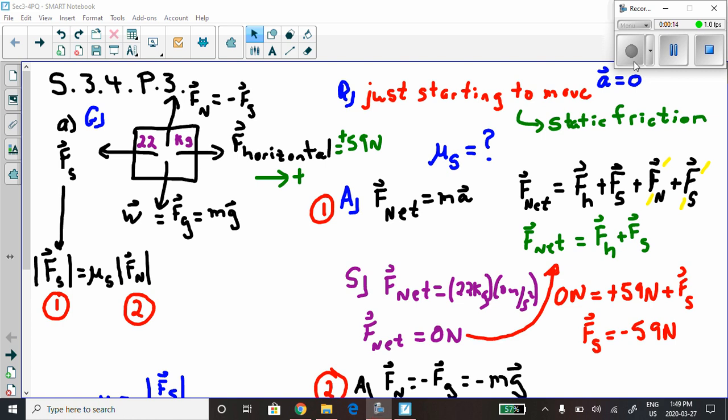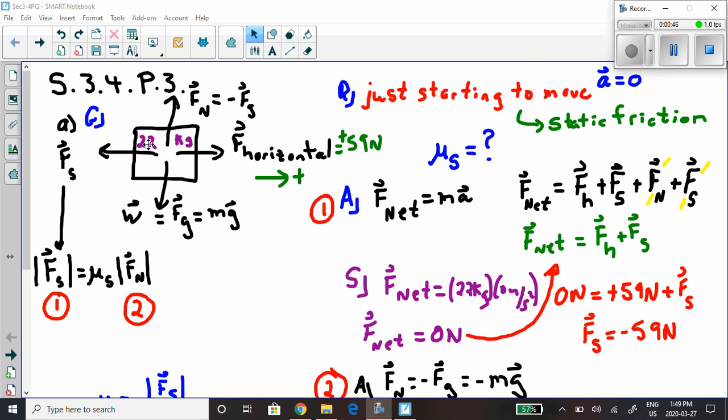So we're in section 3.4 and we're with practice question 3. And it says determine the appropriate coefficient of friction. So we're finding mu, the coefficient of friction in each case. So it takes 59 newtons of horizontal force to get a 22 kilogram leather suitcase just starting to move across the floor. So I've drawn a free body diagram.